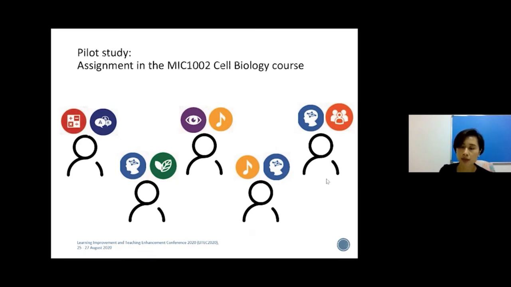So in this group, this is a real example, we have five students. And every student possesses a different type of multiple intelligence. So based on their profile, we as lecturers assign them into a group, hoping that they can help each other in this assignment. Because if we don't know their multiple intelligence and we randomly assign them, they may end up having a gap in between in which they may not be able to deliver.